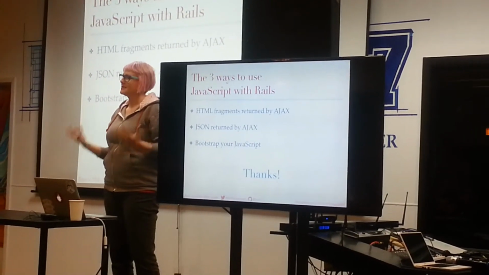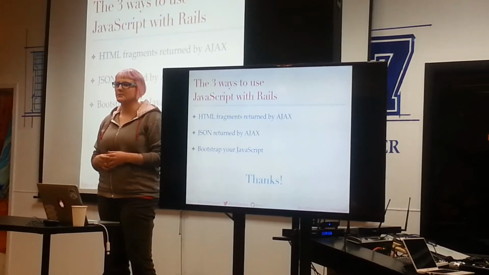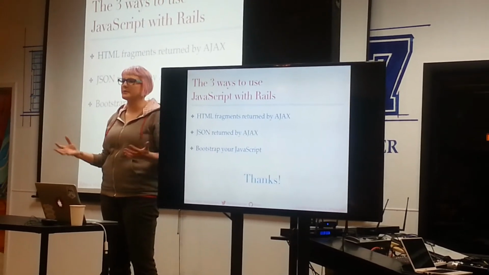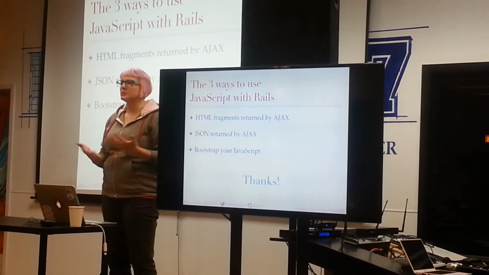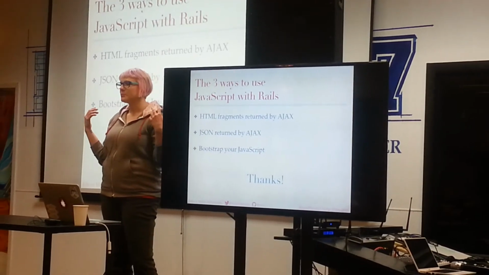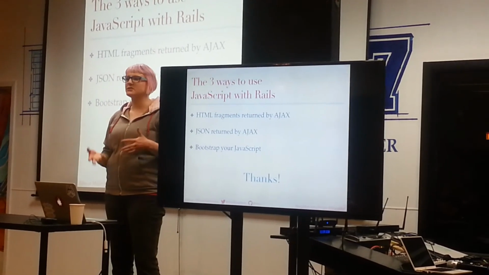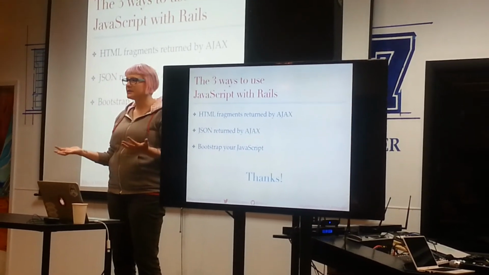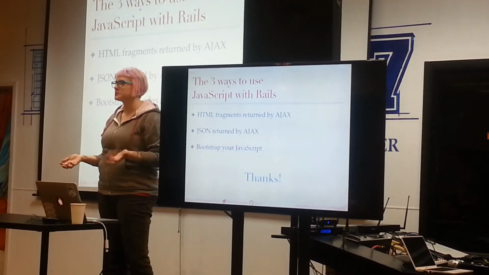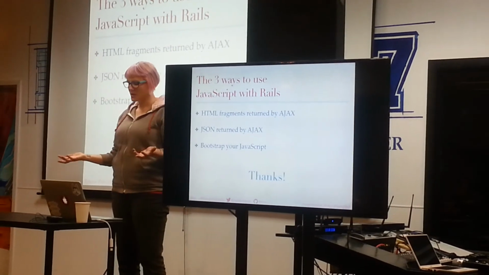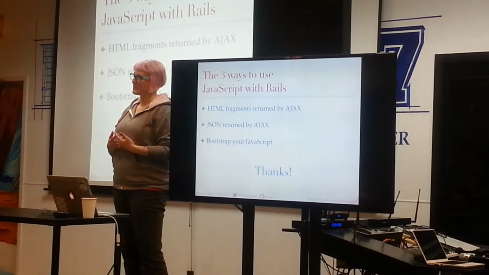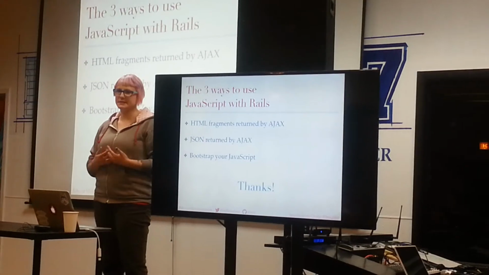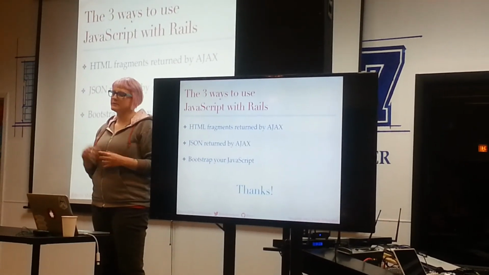So there's really fundamentally three ways to communicate and move data between your client and server. You can bootstrap it, you can basically put the data from your server on the page in a way that JavaScript can access it. You can return JSON via AJAX and then use those JavaScript objects, keep them around. Or you can return HTML fragments that you just append into the DOM and automatically render.